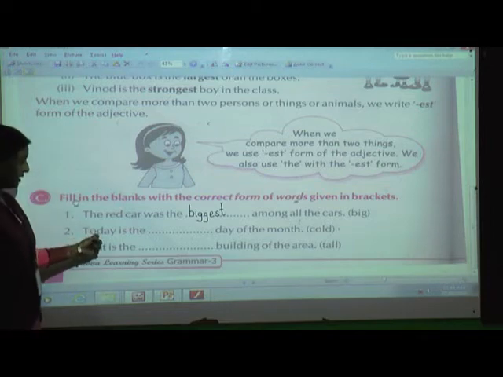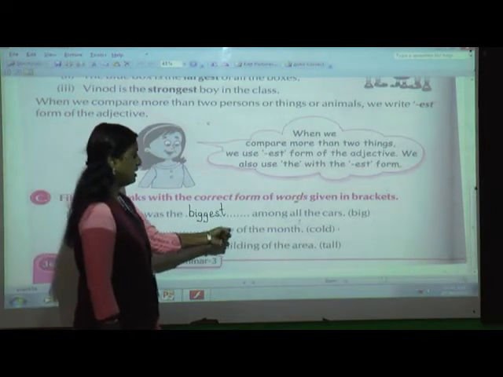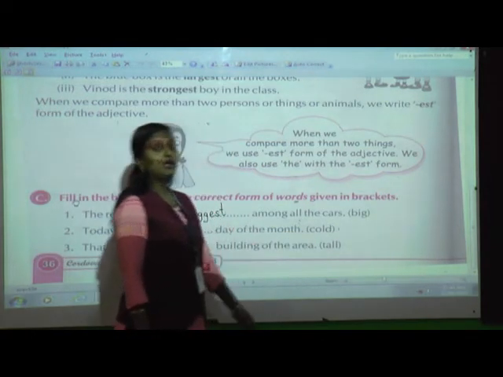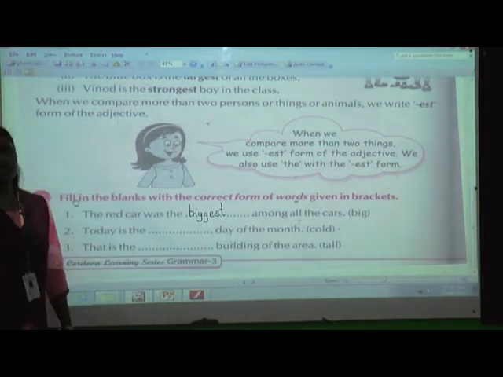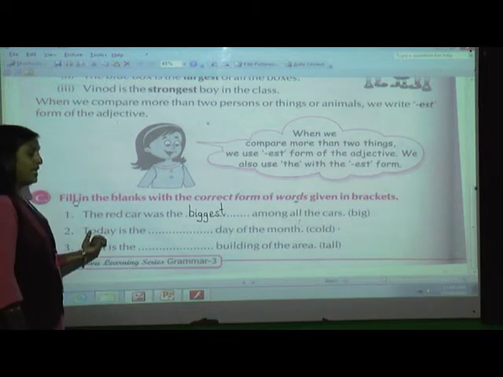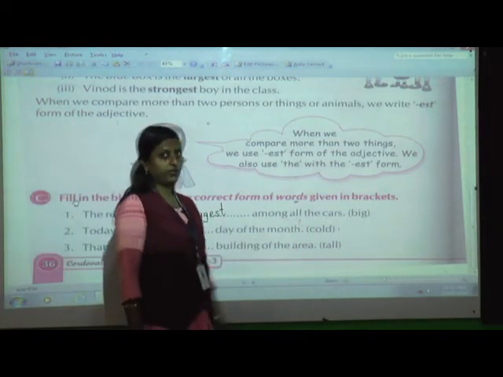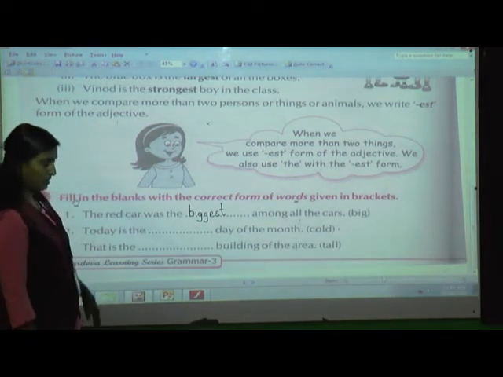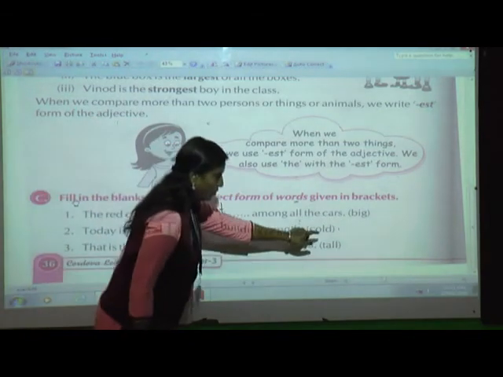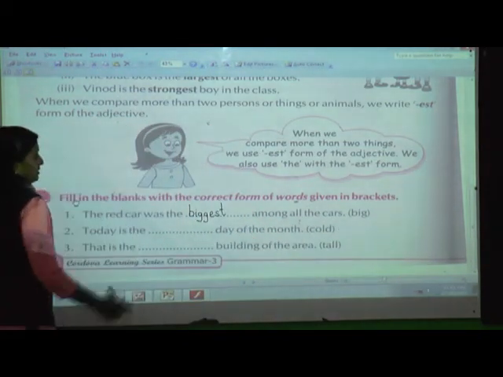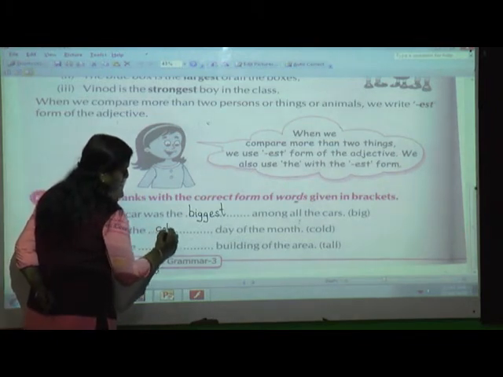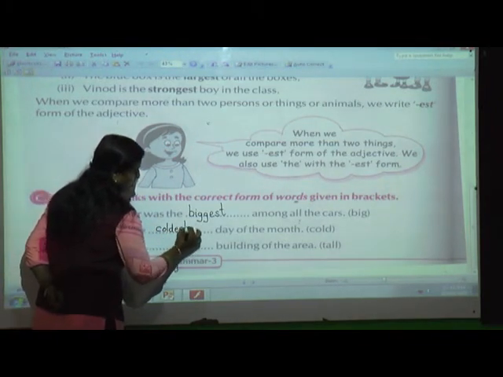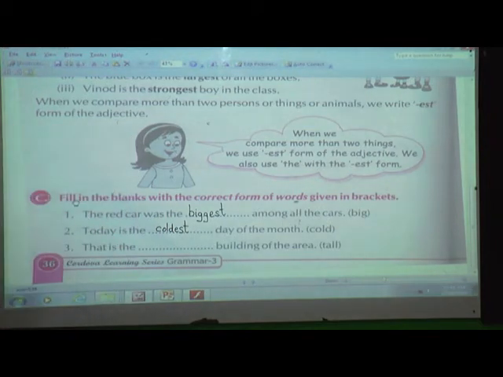Second one, today is the dash day of the month. So, if you see, in a month how many days are there? 30 or 31 days. So, today is compared with how many days? 30 or 31 days, means many days. More than two or three persons, three things. So what is the word given over here? Yes, cold. So what am I going to do? I am going to use the EST form of the adjective, coldest. I hope that you are writing along with me.